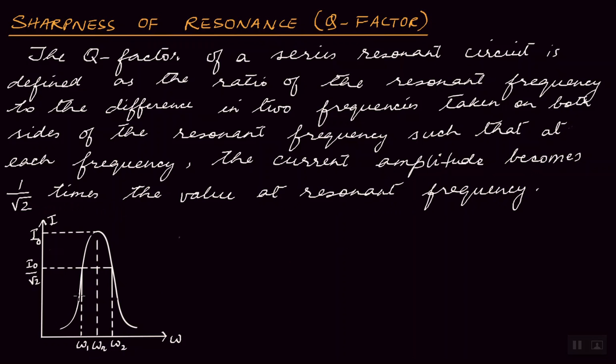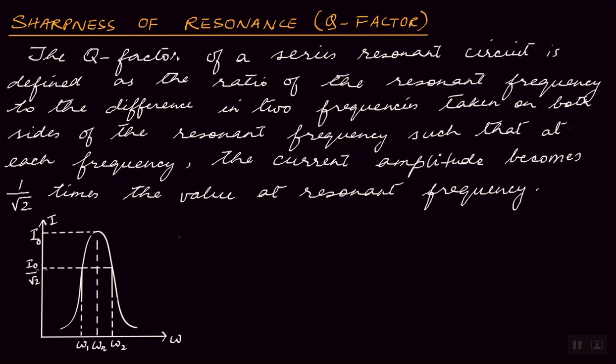Now have a look at this graph out here. So this peak value of current is denoted by I naught. And what is the frequency that gives the value of I naught? That frequency is omega R, which is the resonant frequency. Yes, we have said that resonance is a condition where the current is maximum, right? And that frequency where current is maximum is called the resonant frequency.